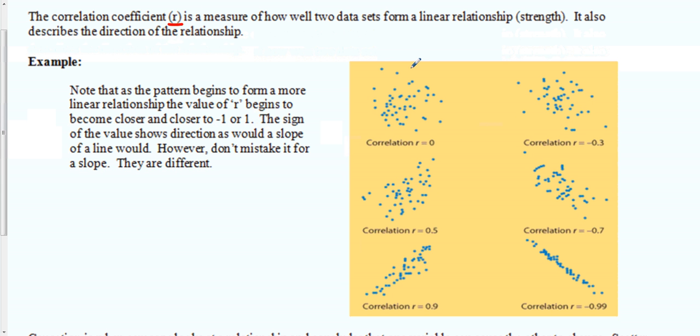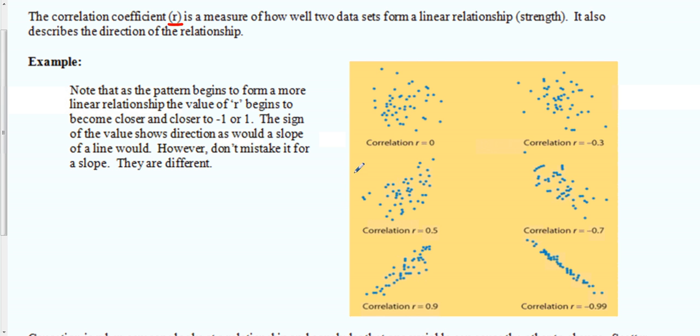So, for example, let's look at all of these scatter plots. Although there are no axes on the sides here, we can look at the data and see what they mean with the correlation. Note, the pattern begins to form a more linear relationship when the value of r gets closer to -1 or 1. The sign of the value just shows the direction it would go, either up or down.